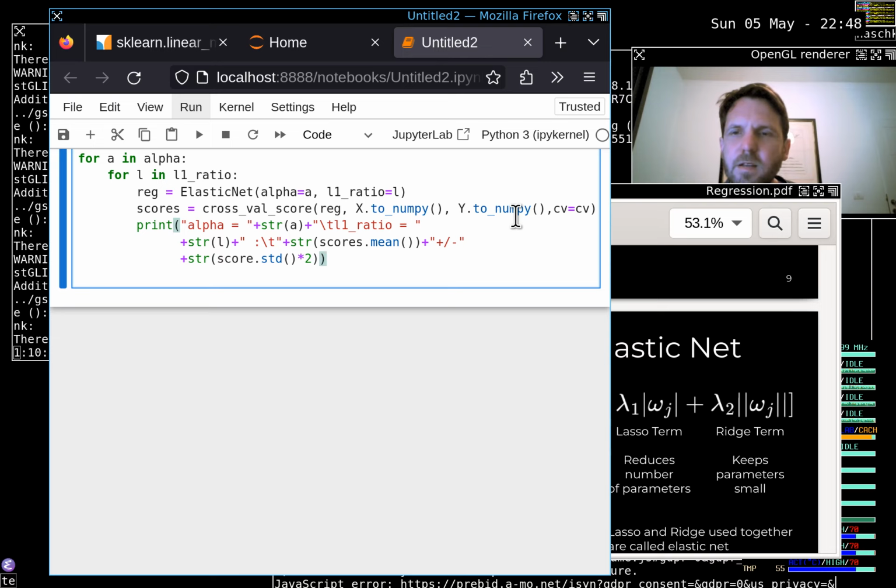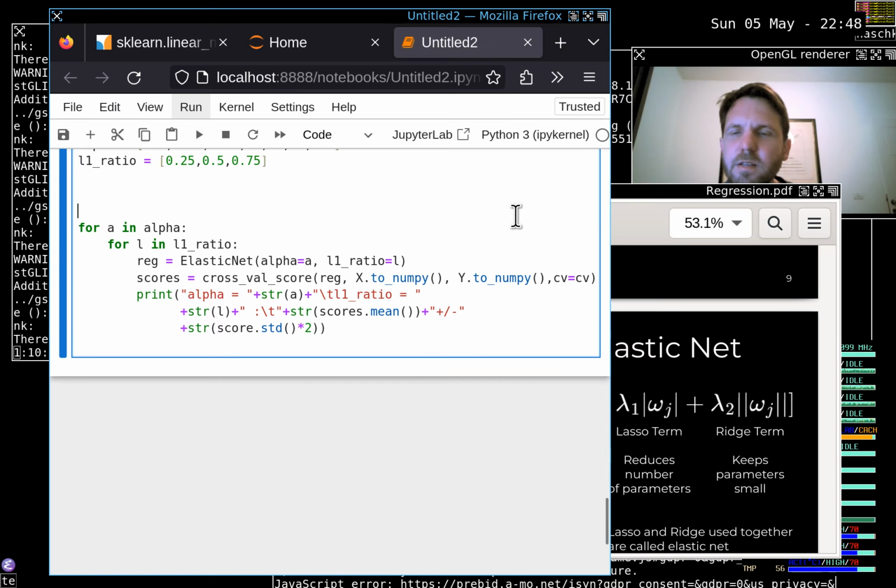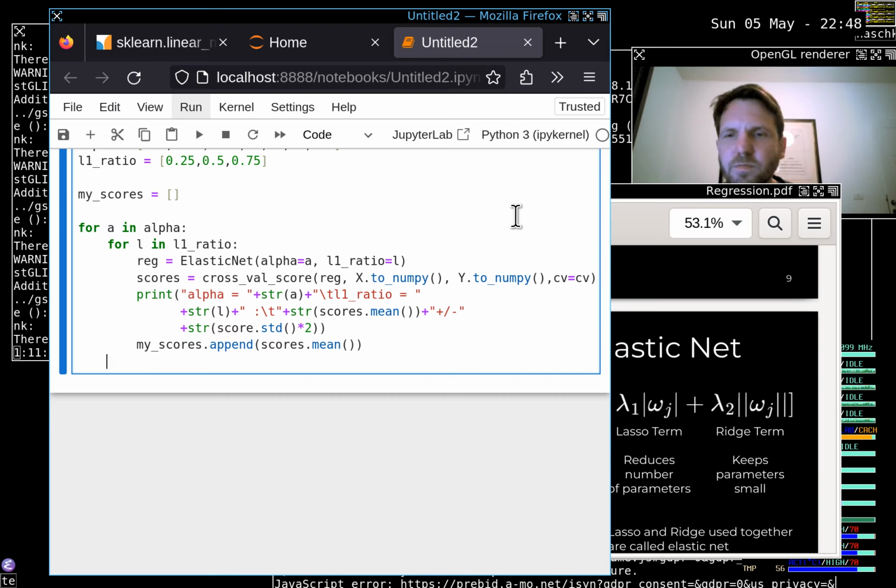Okay, that's all nice. I want to keep the score so that I can find the best score very easily. So we can do something like my scores, an empty list, and to this empty list we append our scores, just the mean, because we can then find the best values that we want. I will perform a print like this just to get a new line. That should be all fine, and we run this right now.